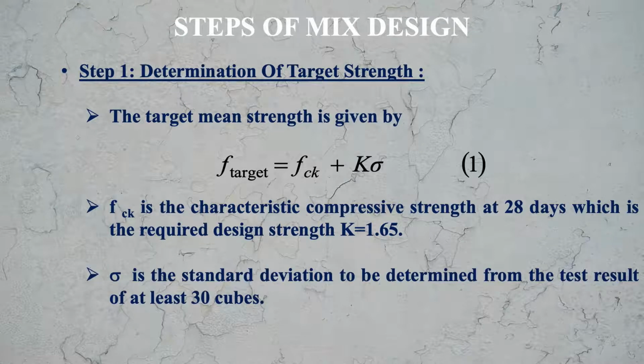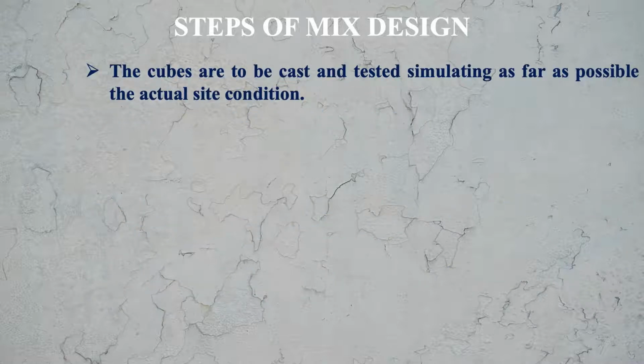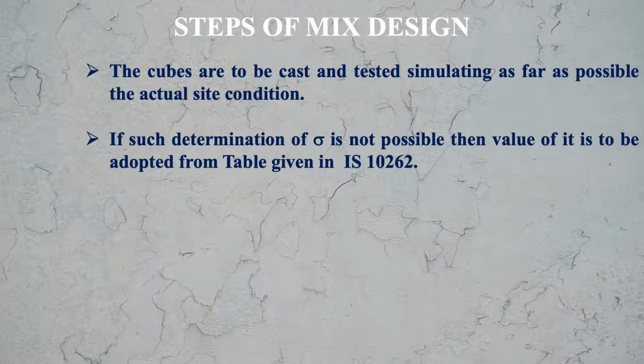Sigma is the standard deviation to be determined from the test results of at least 30 cubes. Means to get this standard deviation, we have to test at least 30 cubes. The cubes are to be cast and tested, simulating as far as possible the actual site conditions. If such determination of sigma is not possible, then its value is to be adopted from the table given in IS code 10262.